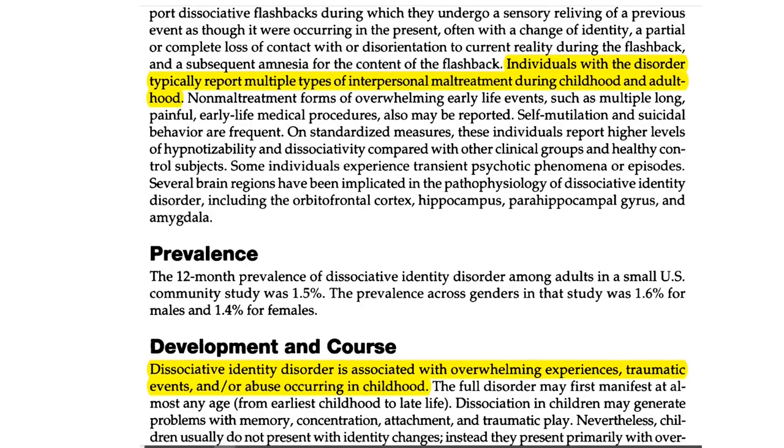And still under the heading of dissociative identity disorder in the DSM, let's pull out a couple of quotes here. You can see they say that individuals with the disorder typically report multiple types of interpersonal maltreatment during childhood and adulthood. And when they talk about the development of the disorder, they say that DID is associated with overwhelming experiences, traumatic events, and/or abuse occurring in childhood. So you can see there's some of the trauma and dissociation theory in the DSM, even though they try to keep away from it a little bit, in that they suggest that trauma is a cause. And in the wording itself, instead of just calling it identity disorder, they choose to call it dissociative identity disorder. The word dissociative, of course, comes from the theories of Pierre Janet and others. So there's actually theory embedded in the wording, is what I'm trying to say.